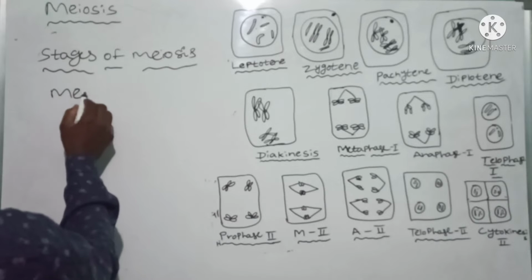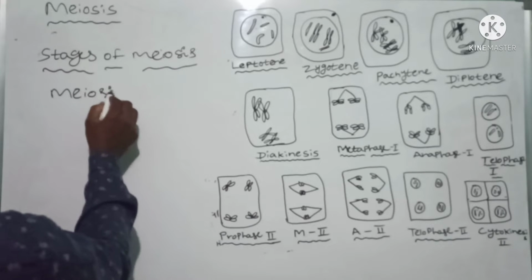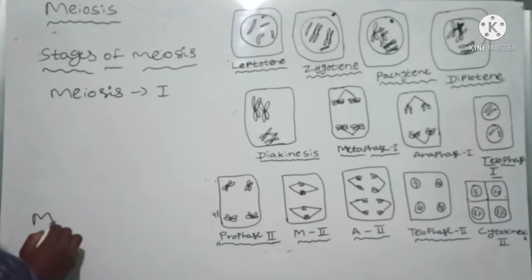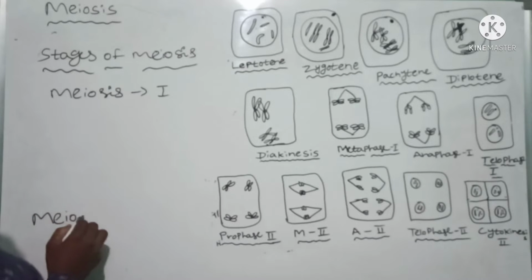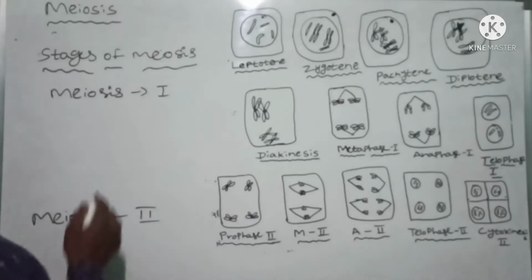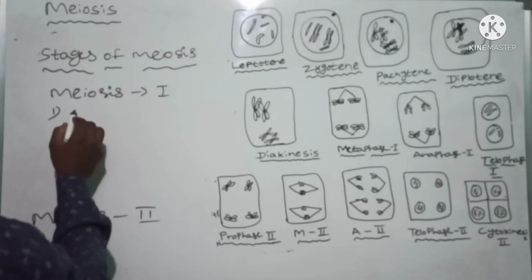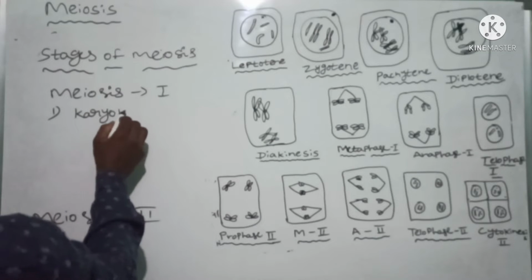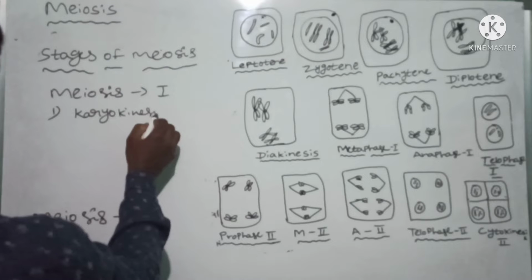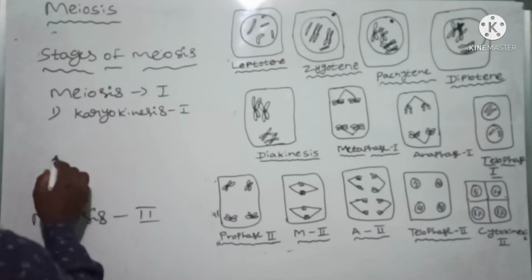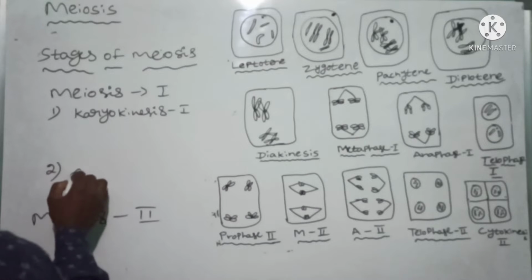So let us see meiosis 1 and meiosis 2. Meiosis 1 is divided into karyokinesis 1 and cytokinesis 1.